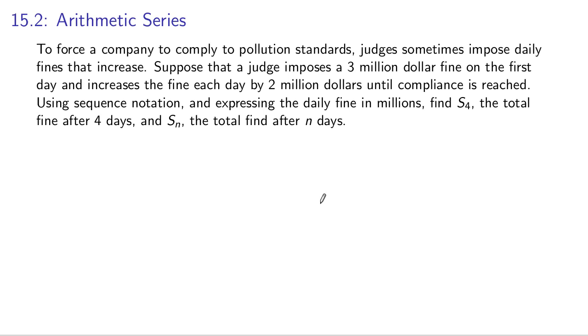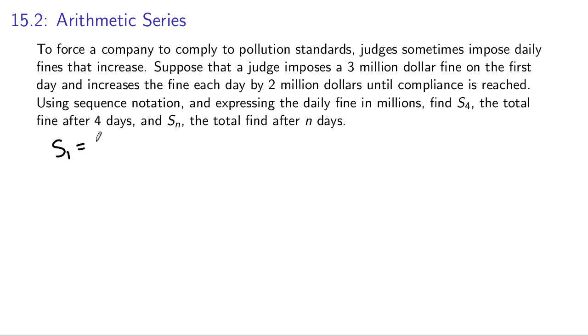To force a company to comply with pollution standards, judges sometimes impose daily fines that increase. Suppose that a judge imposes a $3 million fine on the first day and increases the fine each day by $2 million until compliance is reached. Using sequence notation and expressing the daily fine in millions, find S sub 4, the total fine after 4 days, and S sub n, the total fine after n days.